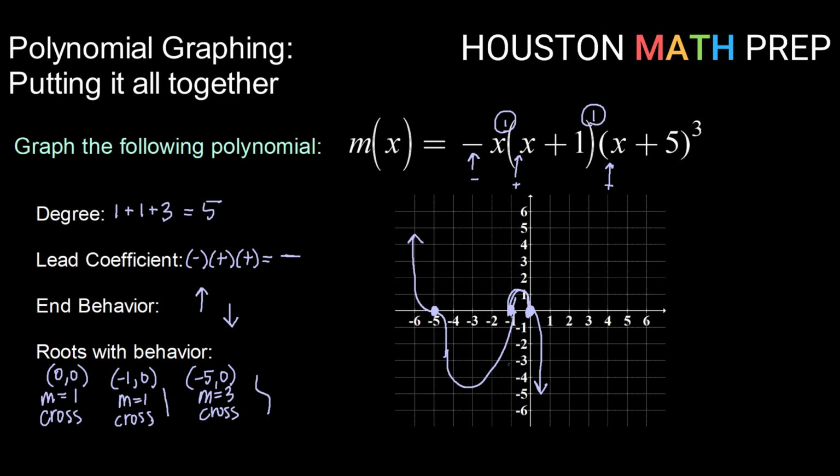just graphing each one of the roots, putting our end behavior on the far left and far right, and using each root's behavior to connect in the middle.